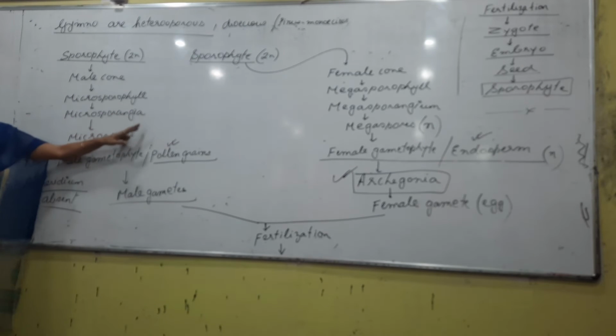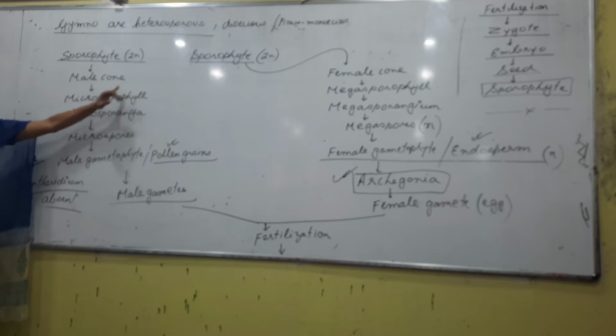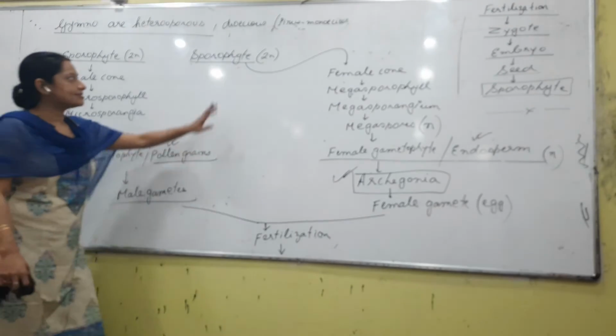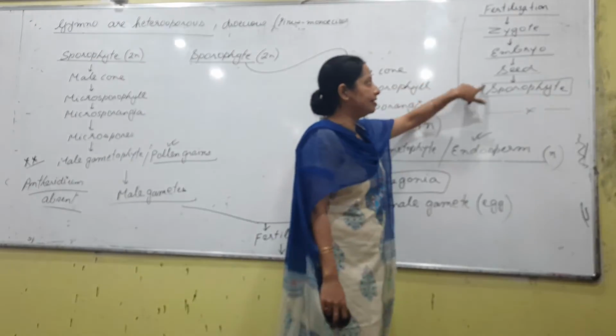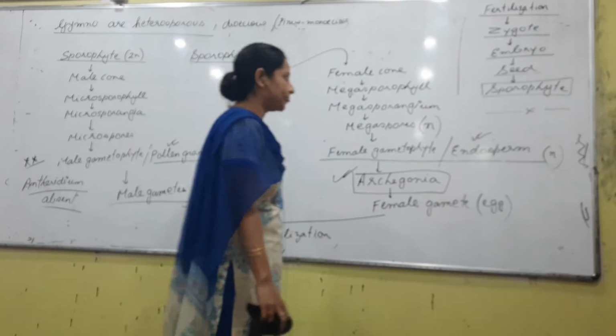Okay, I was talking about the ploidy. What is the ploidy of the male cone? Twice n, twice n, twice n, n. Right? Next, twice n, twice n, twice n, n.